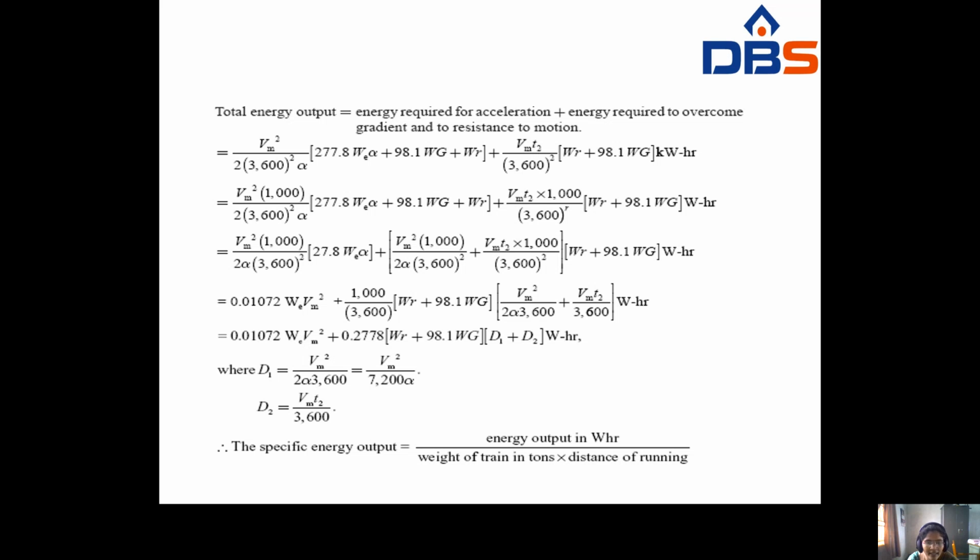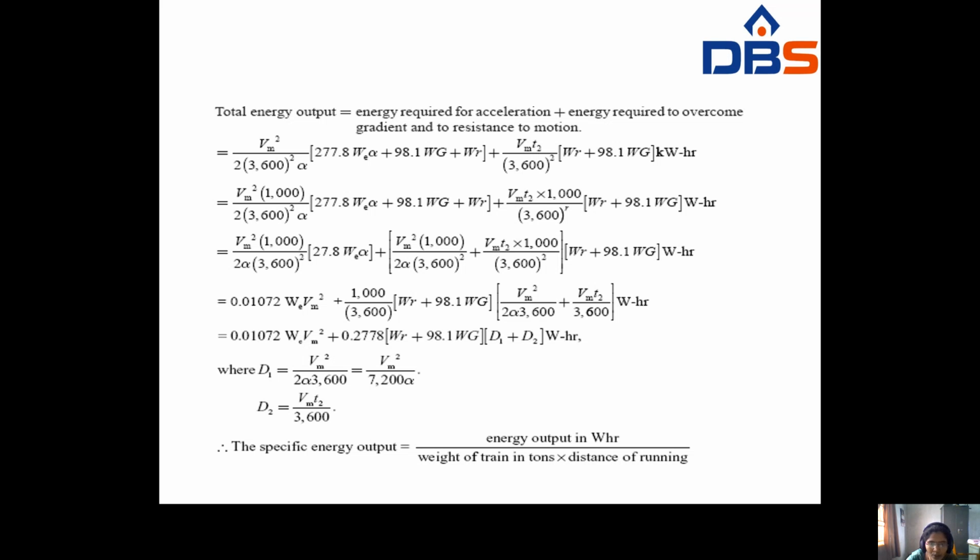From all these terms, here you have to take 277.8 We α common. Then in these two terms you have 98.1 Wg plus Wr. Whenever you take common from these two terms, this term is written separately. Similarly, whenever you take common from these two terms, Vm square 1000 by 2 alpha 3000 whole square into Vm T2 into 1000 by 3600 whole square. At that time, when you simplify this equation, it becomes 0.01072 Vm square.